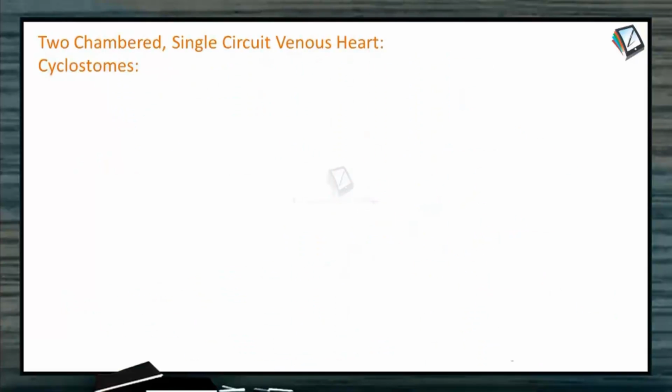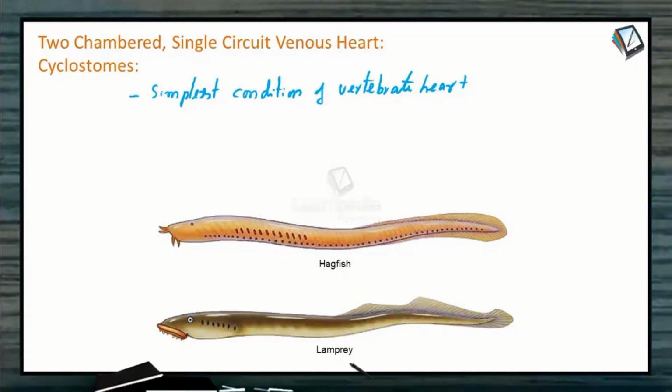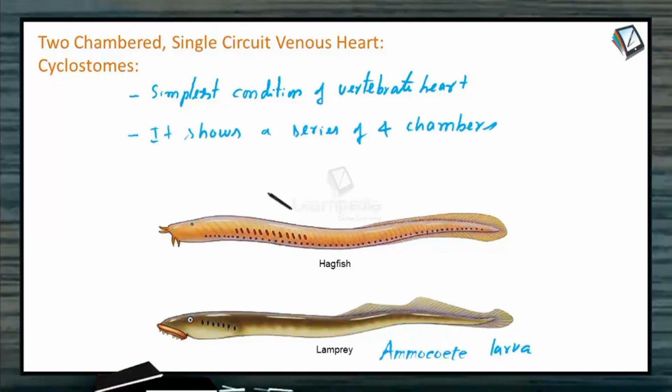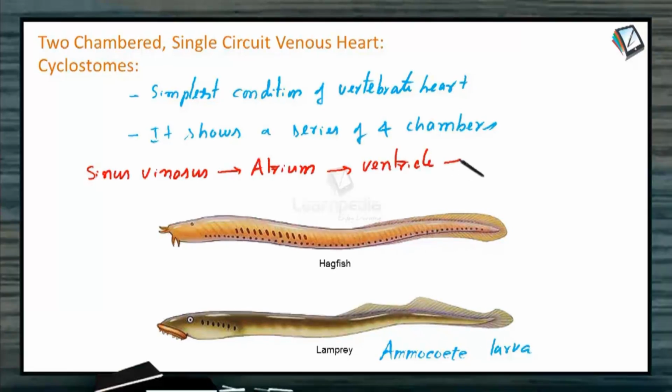Let us see two-chambered heart and single circuit venous heart in the case of cyclostomes. Here it is the simplest condition in vertebrate heart, as seen in the case of cyclostomes like hagfishes, lampreys, and their larval form, that is ammocoete larva. Actually, it shows a series of four chambers, that is sinus venosus, then atrium, ventricle, and a small conus arteriosus. These are all present in a sequence, and generally this heart is present in the body cavity along with other visceral organs.